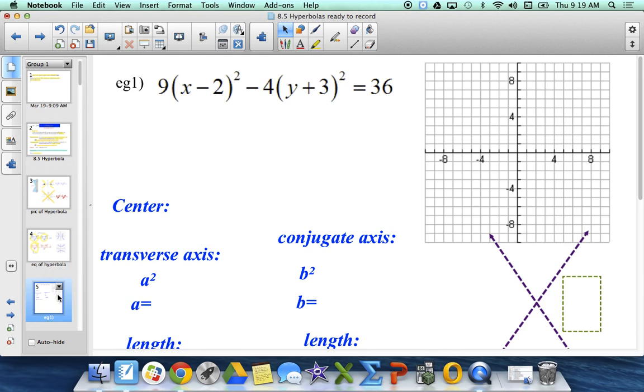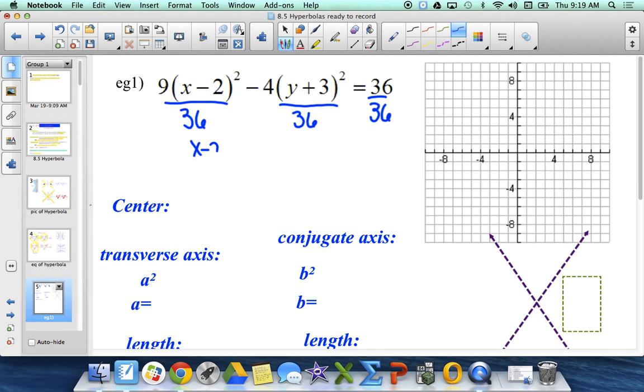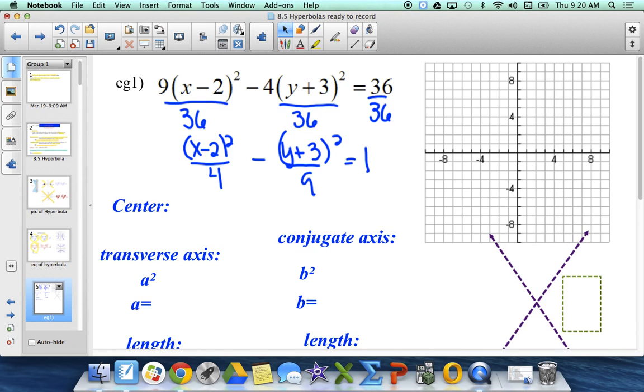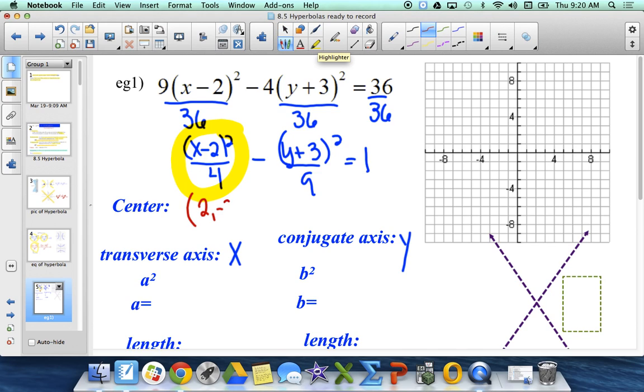So my first example says 9 times (x minus 2) squared minus 4 times (y plus 3) squared is equal to 36. So the first thing we would do here is divide everything by 36. And we get (x minus 2) squared over 4 minus (y plus 3) squared over 9 is equal to 1. I no longer care which denominator is larger or smaller. What I care about is which term's positive and which term's negative. So you see where that term is positive. So the transverse axis is the x-axis and the conjugate axis is the y-axis. The center is still h, k, so it is 2 and negative 3. H always goes with x and k always goes with y.